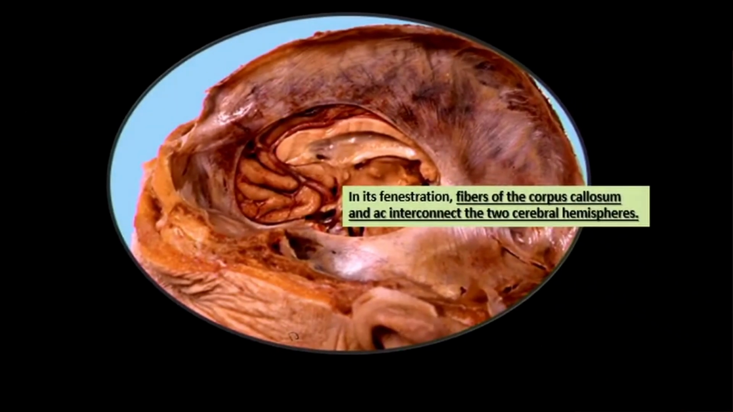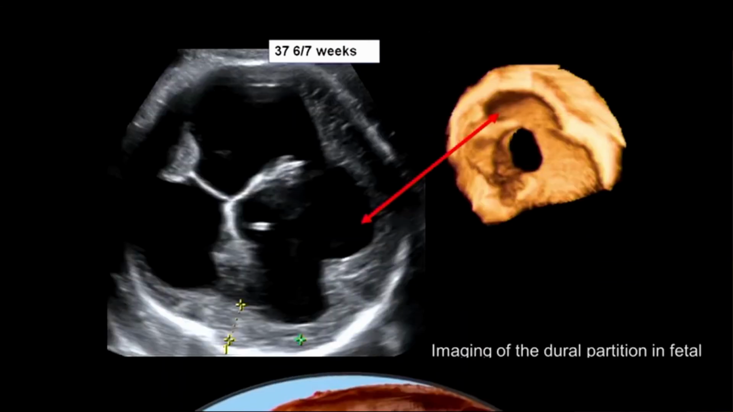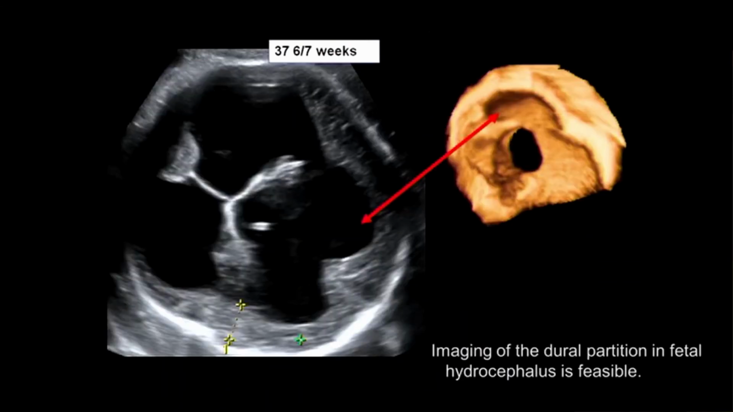In the adult, the fenestration is quite clear to allow the fibers of the corpus callosum and the anterior commissure to interconnect the two cerebral hemispheres. This is also a phenomenon that you can identify, reproduce, and be consistent with as you're evaluating your patients with fetal hydrocephalus. Here's an example of the fenestration of the falx in a patient with fetal hydrocephalus. It is reproducible with our three-dimensional imaging, and it is something that I believe will have some clinical importance as we begin to understand it more.